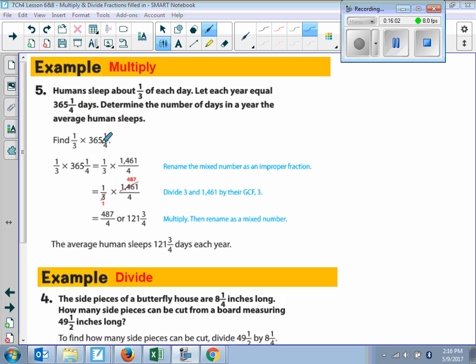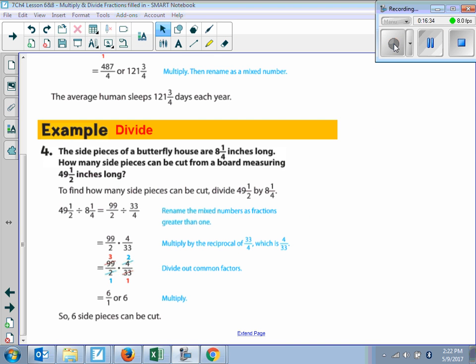So when we multiply, the first thing we're going to do is change the 365 and 1/4 to an improper fraction. Then, of course, we're going to simplify before we multiply, so we have smaller numbers. It's still a big number, but smaller than 1,461, right? And then we just multiply straight across and then change the final answer to a mixed number. So the average human sleeps 121 and 3/4 days each year.